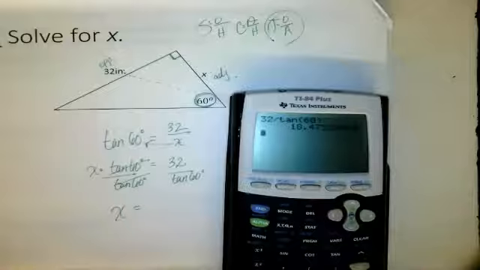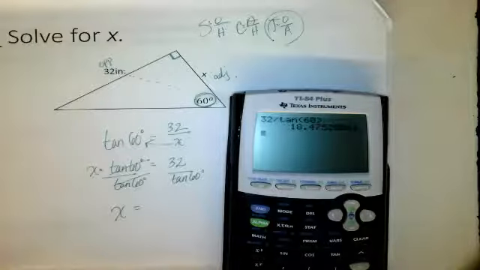Let me think. The fraction is so ugly. Option 4. Yeah, I thought that was right. What was that? It's already there. 32 divided by.